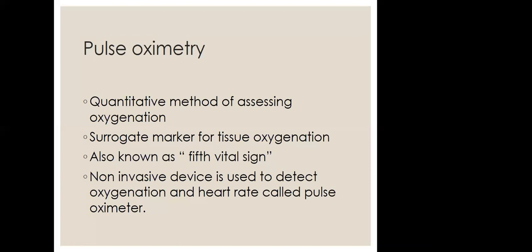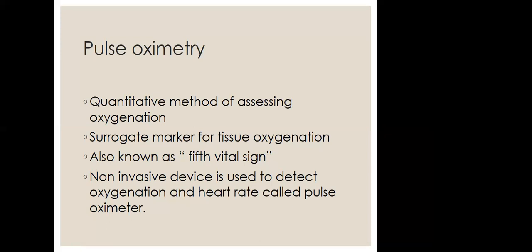Oxygenation is called the fifth vital sign along with respiratory rate, heart rate, and blood pressure. It is because it tells us how much oxygen is in our body, and it's basically a surrogate marker for tissue oxygenation. It is a non-invasive device used to detect oxygenation and heart rate, called the pulse oximeter.